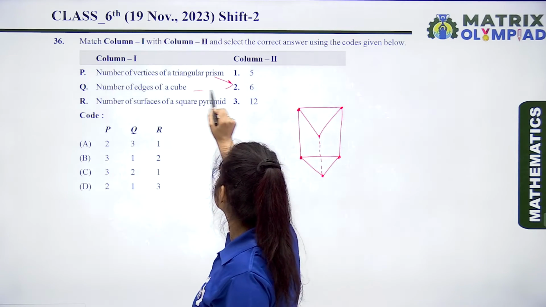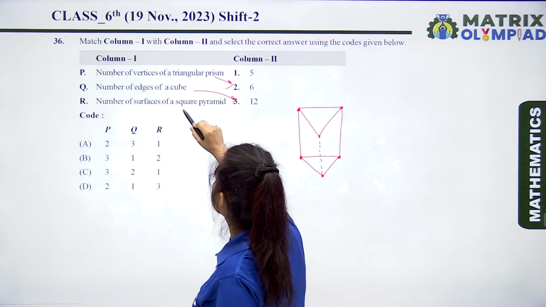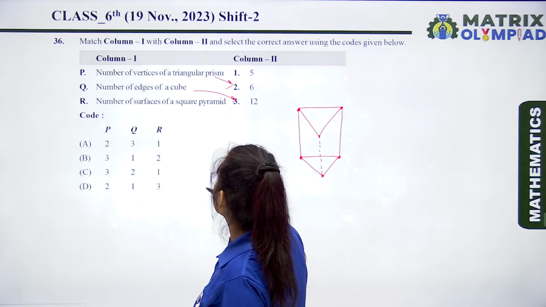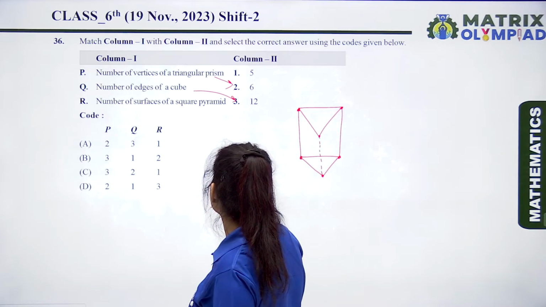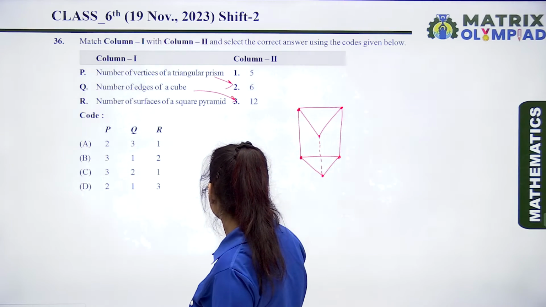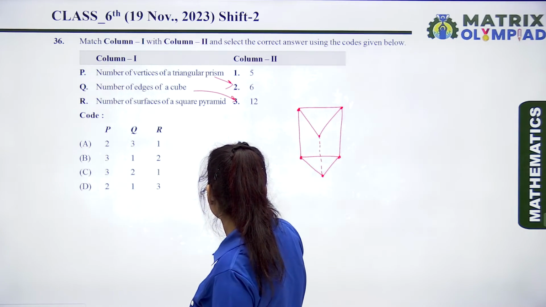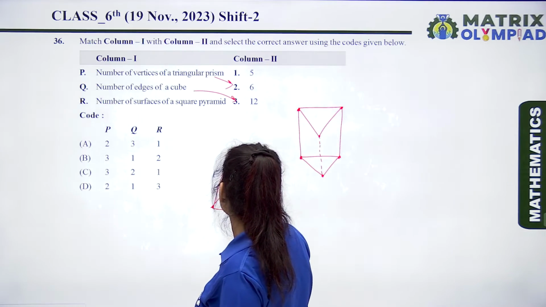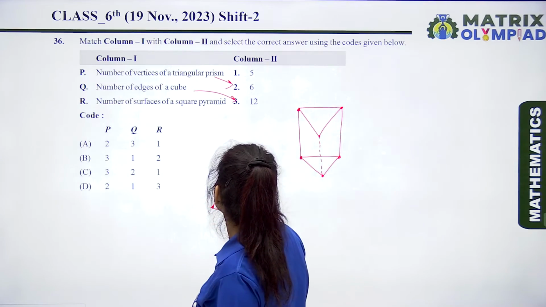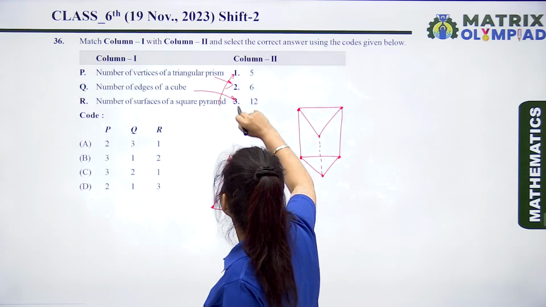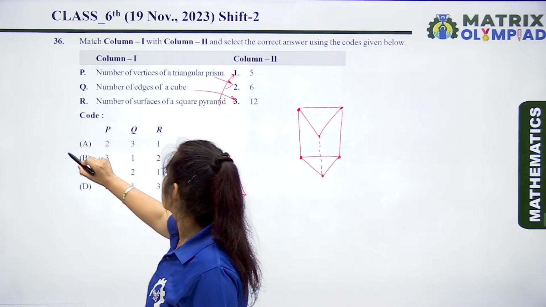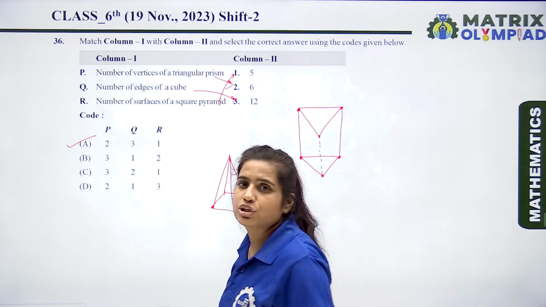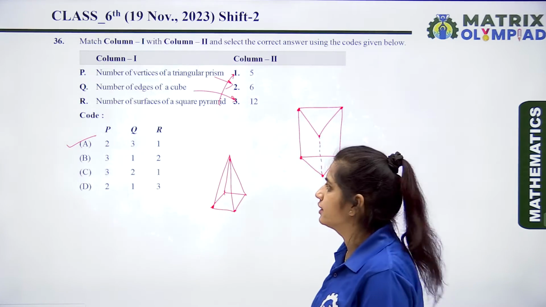The number of edges of a cube is 12. The number of faces of a square pyramid is, now here let's draw a square, and this is a square pyramid. Now the faces are 5. So the answer is 5. So the correct sequence is 2, 3, 1. So here 2, 3, 1 is in option A. So here option A is the correct answer.